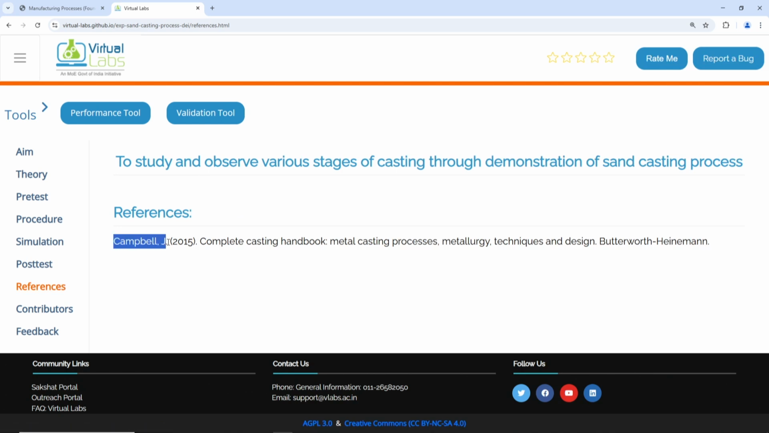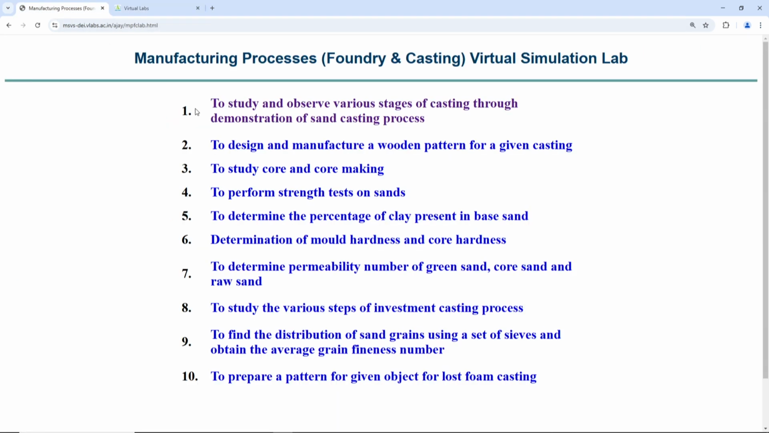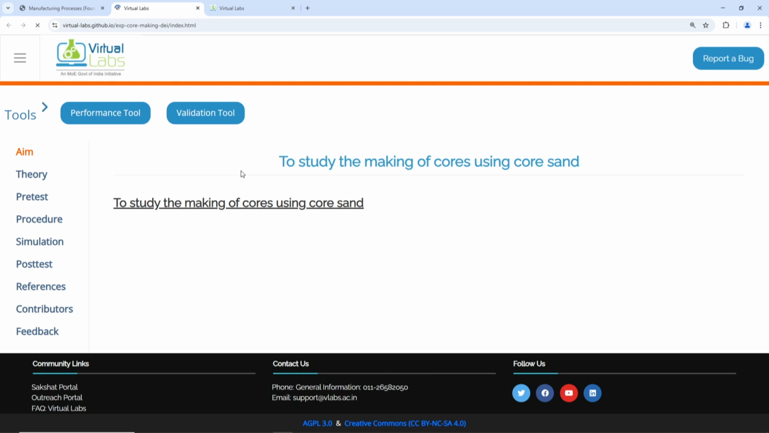Generally Campbell is a very common or famous book who designed the manufacturing processes, very basic manufacturing processes. He had given a lot of information specifically about the casting. This is a highly referred book. So this is the virtual laboratory experiment on studying various stages of casting through demonstration of sand casting process. One experiment is taken. Let me now come to the previous tab. I have taken experiment number 1. Next experiment is to study core and core making. Pattern making is one thing.